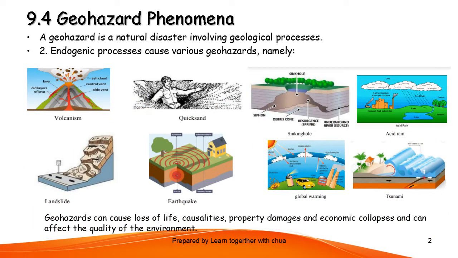A geohazard is a natural disaster involving geological forces. Endogenic forces cause various geohazards, namely volcanoes, quicksand, sinkholes, acid rain, landslide, earthquake, global warming, tsunami. Geohazards can cause loss of life, property damage and economic collapse, and can affect the quality of the environment.